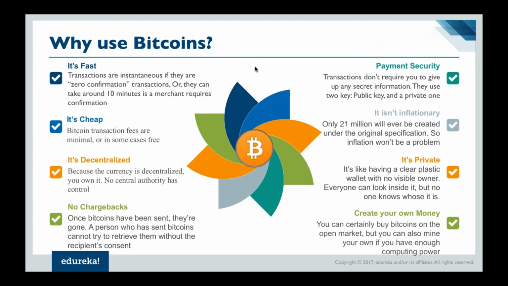You can create your own money. You can certainly buy Bitcoins on the open market, but you can also mine your own if you have enough computing power. So you can participate in the Bitcoin network as a miner as well. The only thing is, you need very powerful hardware, very specially designed mining equipment, which can generate almost trillions of hashes per second. Using this kind of special hardware, you can also mine blocks and get incentivized in the form of Bitcoins. So these are the reasons people use Bitcoin.